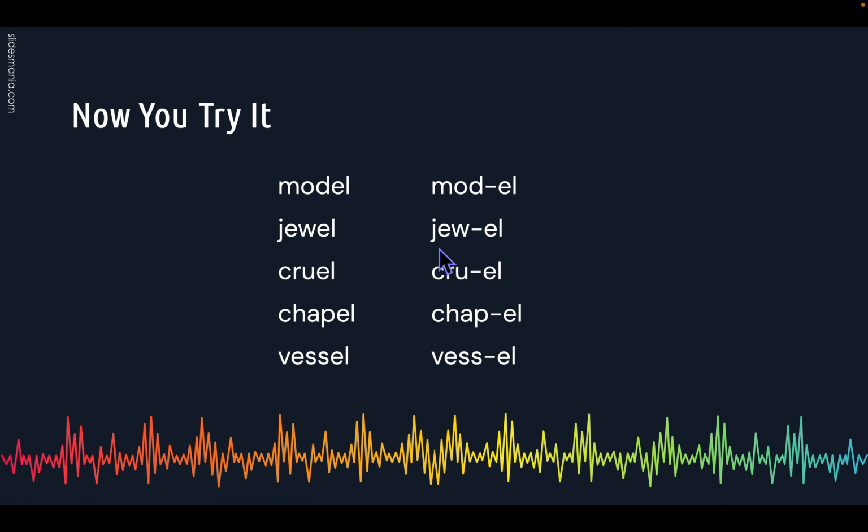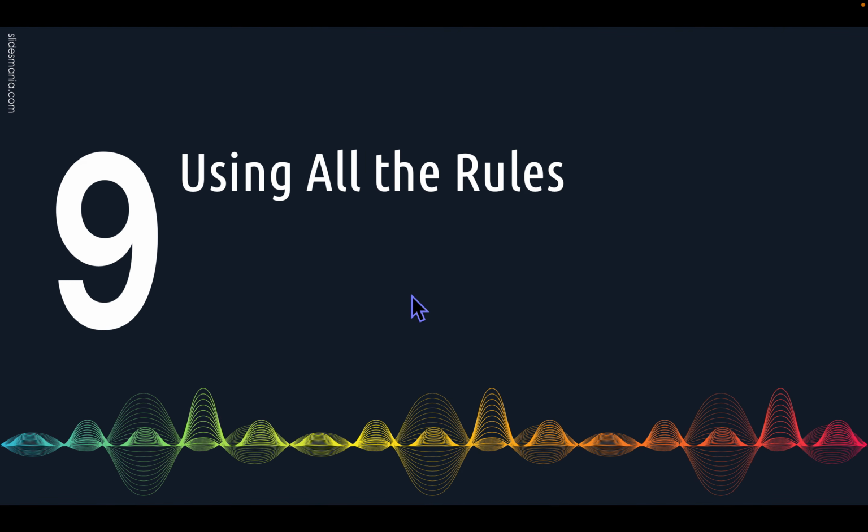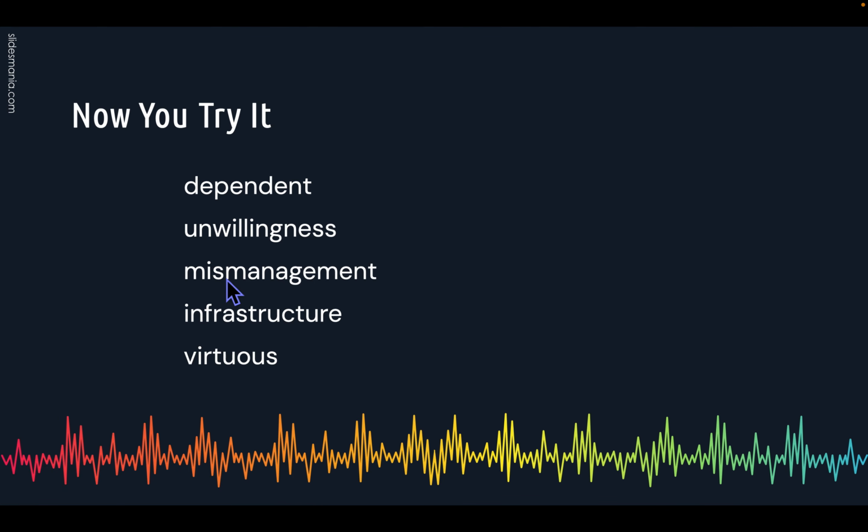Model, jewel, cruel, chapel, vessel. You could also divide vessel right here between the 2 consonants and we would end up with the same pronunciation. We are going to try some words using all of our rules.